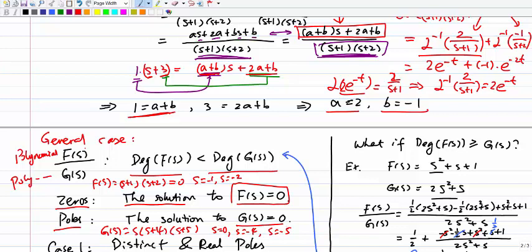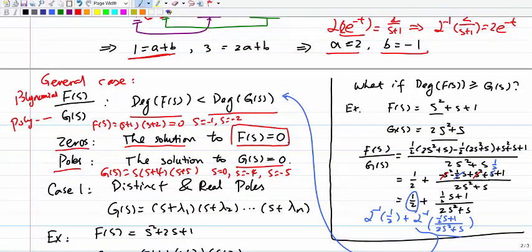Okay. Another question is, what if the degree of F(s) is not less than the degree of G(s)? There's a way we can solve this as well. So this one I talk about very briefly. What if the degree of F(s) is greater than or equal to the degree of G(s)? Okay. If that's the case, let me give you an example.